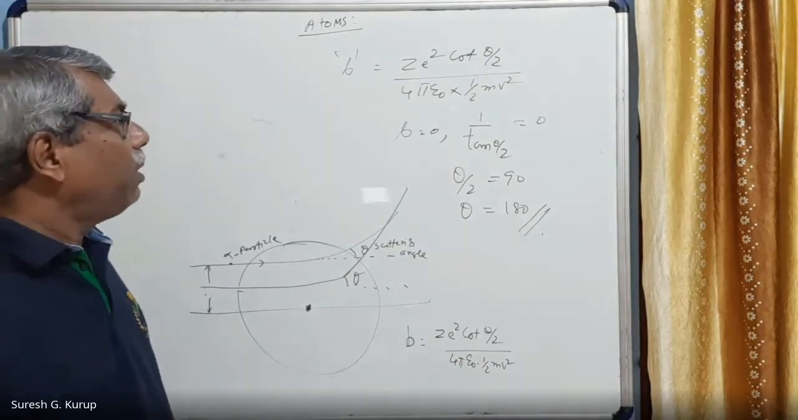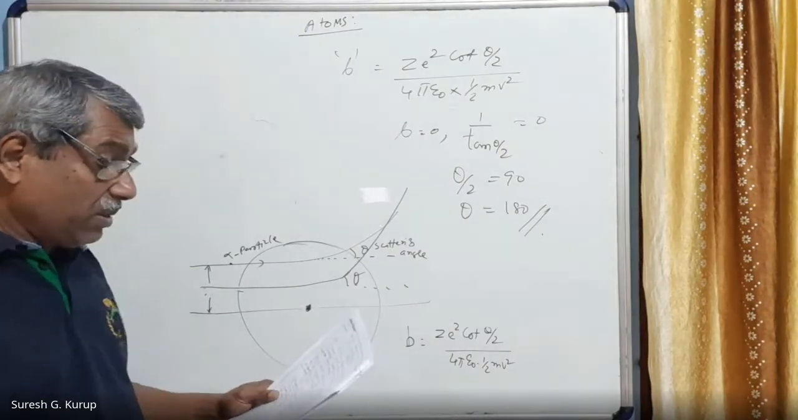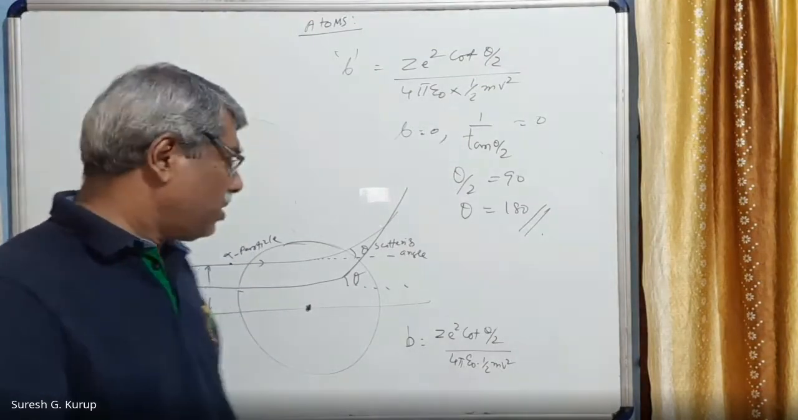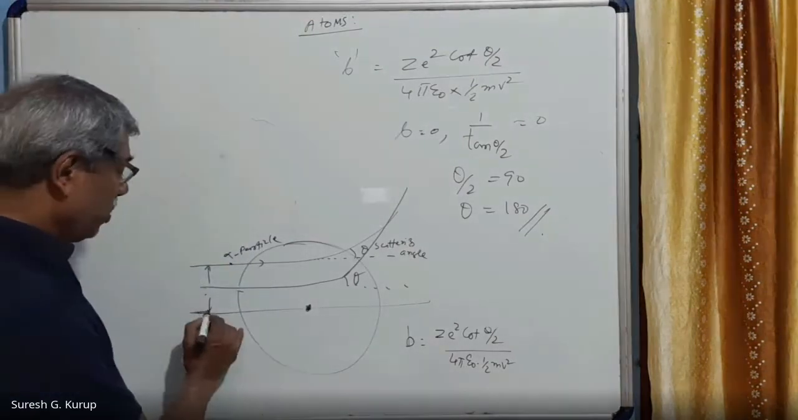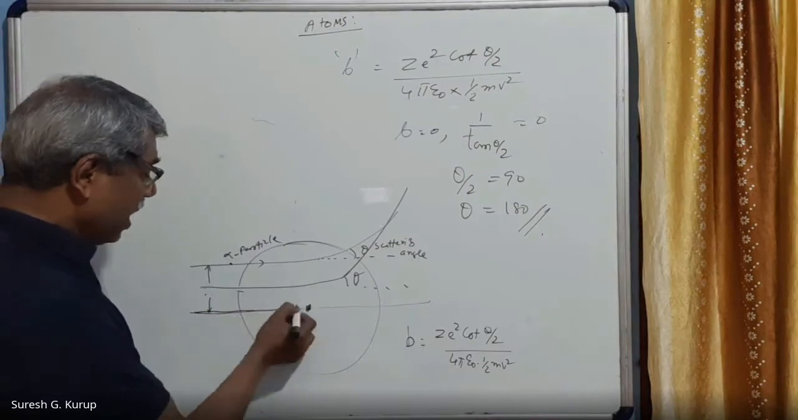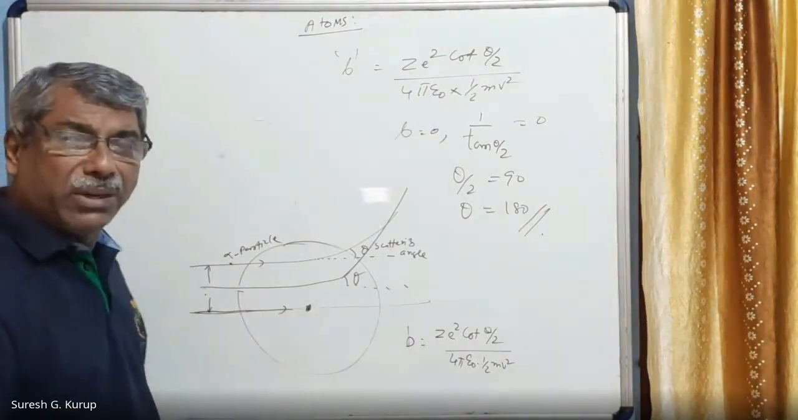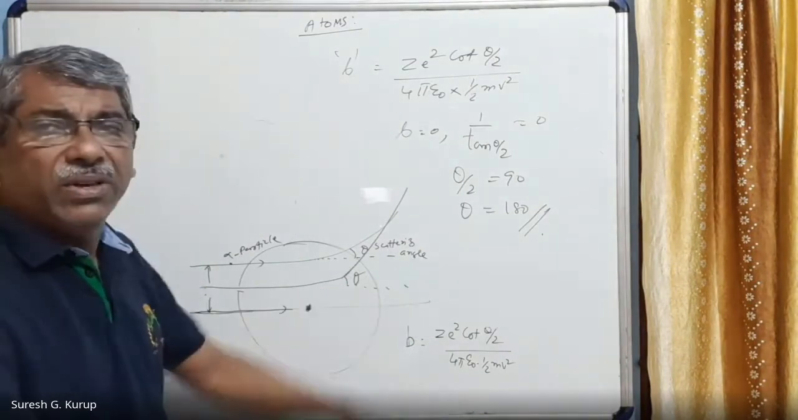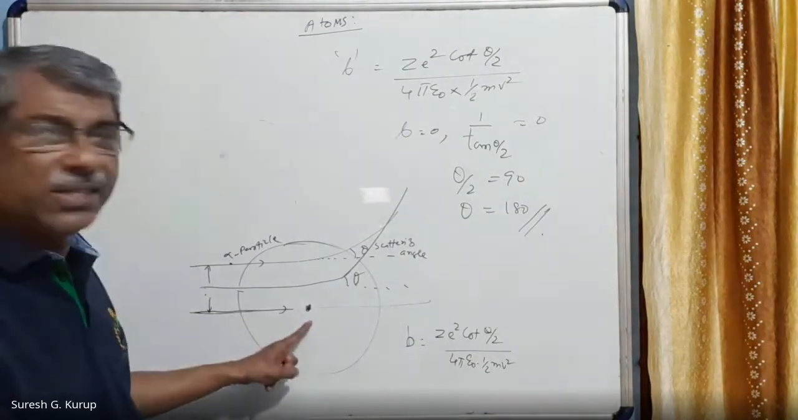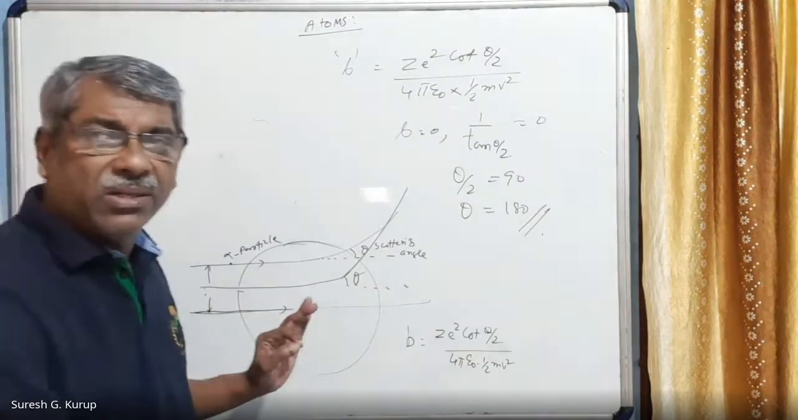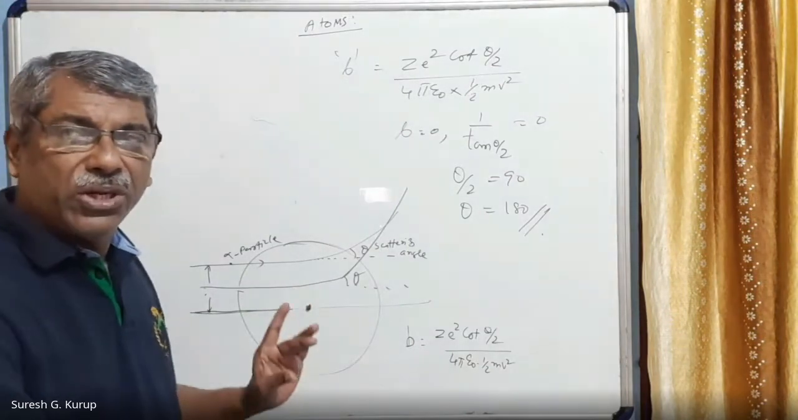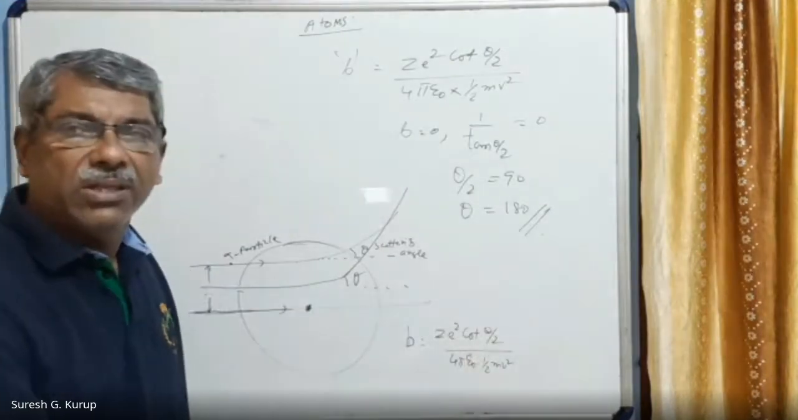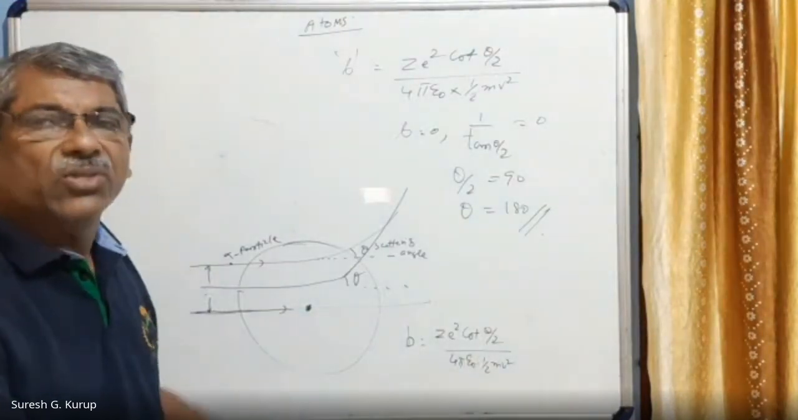That means B is equal to 0. B is equal to 0 means the alpha particle goes in here like this and comes back like this. That means the alpha particle is moving along the line which is passing through the nucleus. Then B is equal to 0. That means the angle between the velocity vector and the line passing through the center of the atom, the nucleus, is equal to 0.